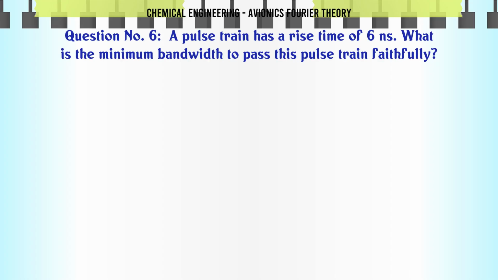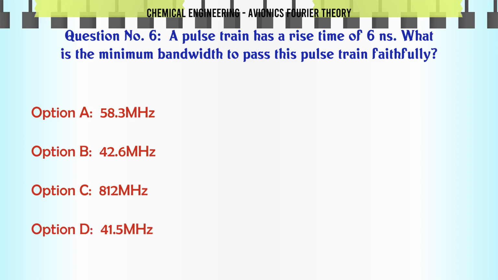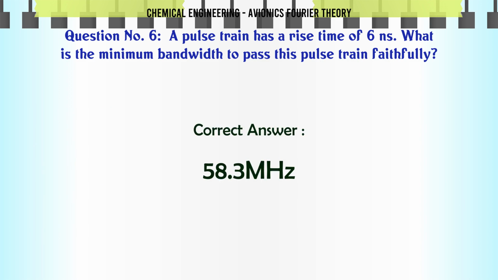A pulse train has a rise time of 6 ns. What is the minimum bandwidth to pass this pulse train faithfully? A 58.3 MHz, B 42.6 MHz, C 812 MHz, D 41.5 MHz. The correct answer is 58.3 MHz.